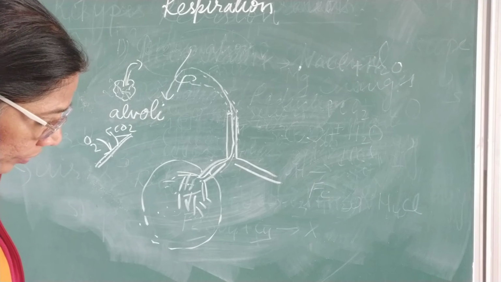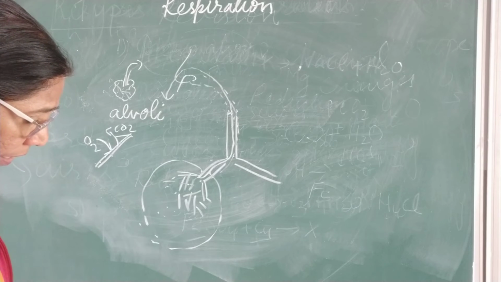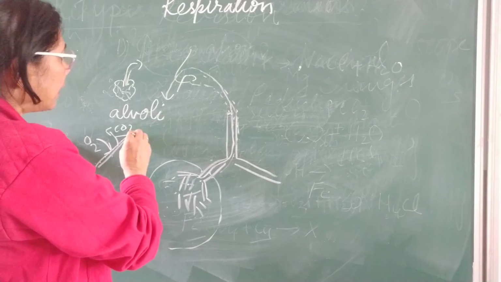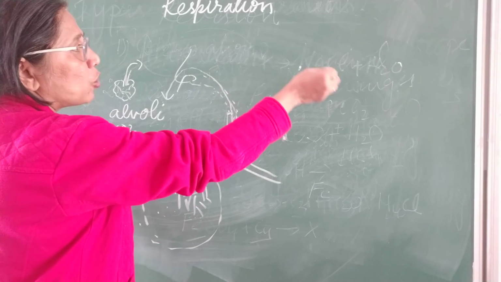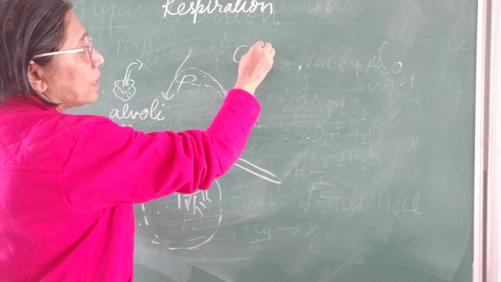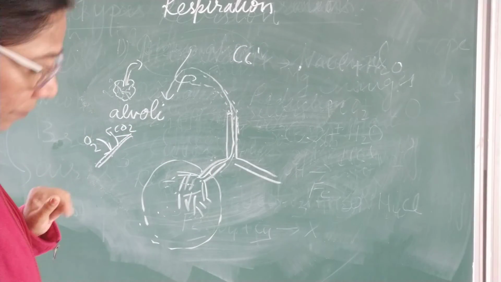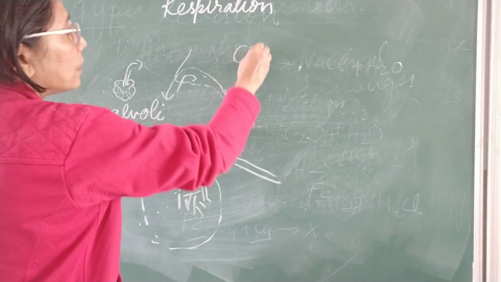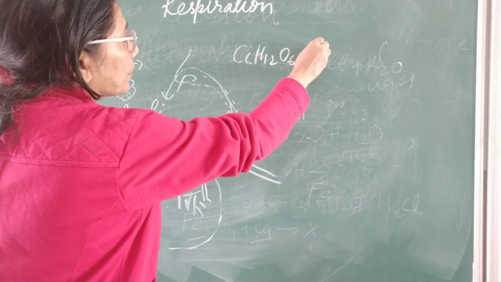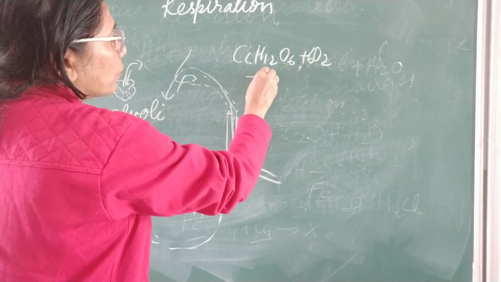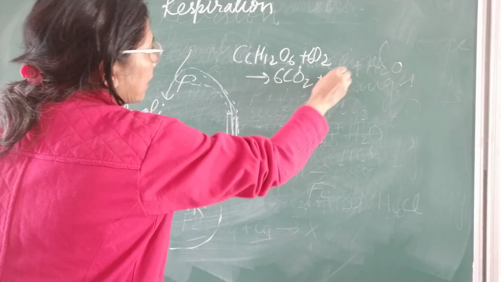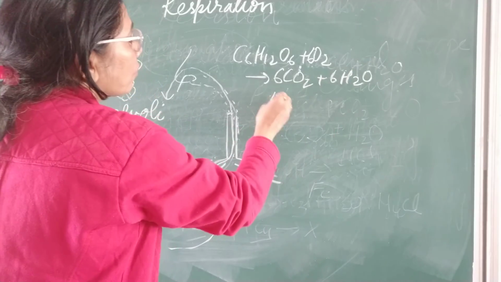Now I am going to tell you about cellular respiration. The blood carries oxygen to all parts of the body. This oxygen rich blood goes to all parts of the body and gives oxygen to each and every cell. And then what happens? As I told you a few minutes back, the food is there in the cell and oxygen is there. This oxygen breaks down the food and gives out carbon dioxide, water, and releases a large amount of energy.